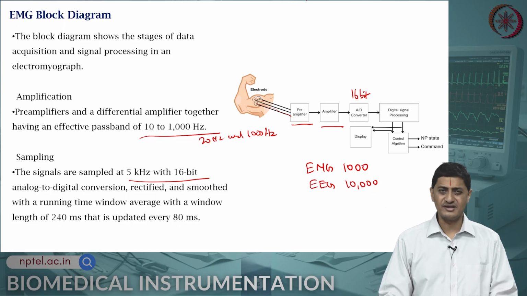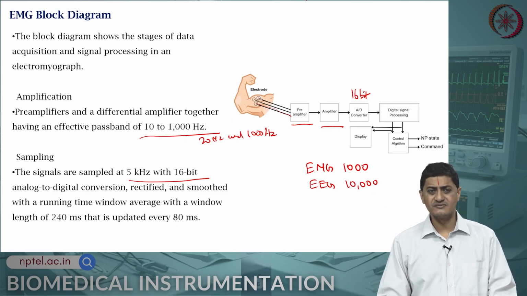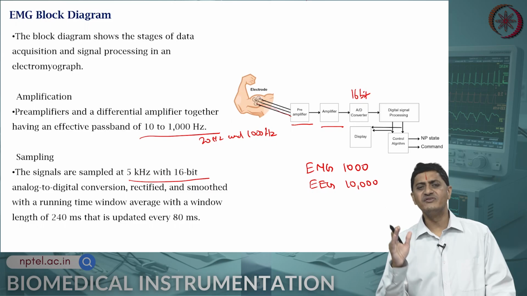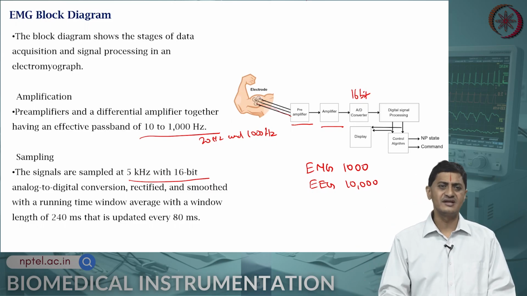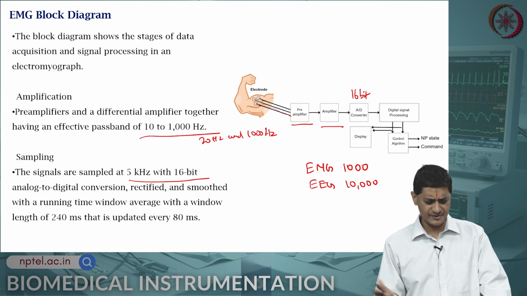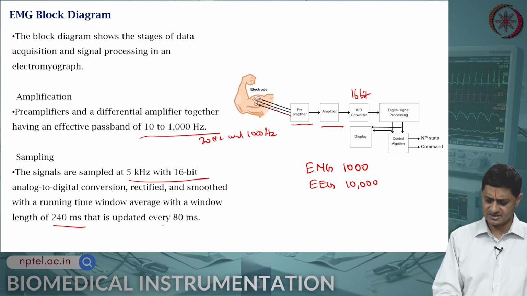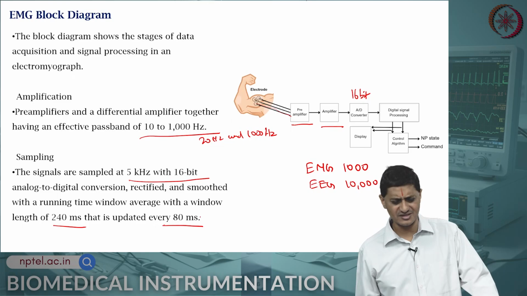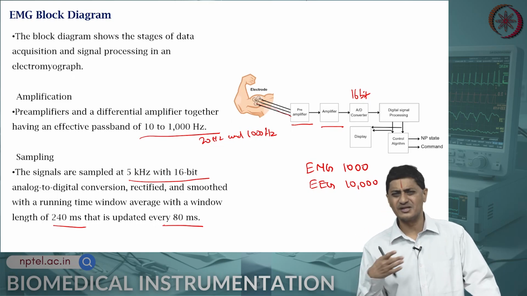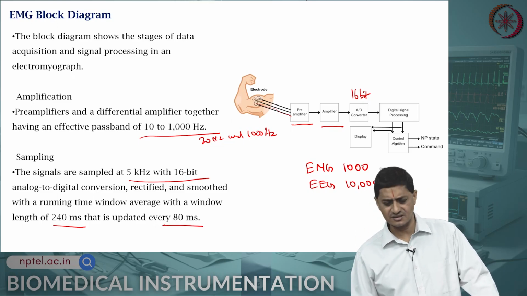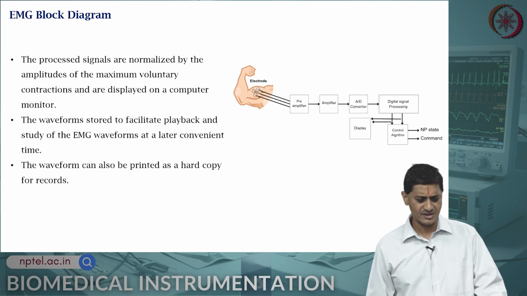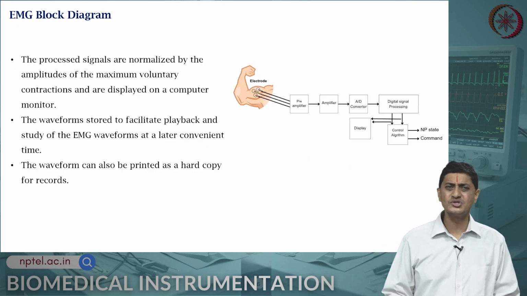Then these are rectified and smoothed with a moving average filter, or a running time window average, with a window size of sometimes 240 milliseconds that is updated every 80 milliseconds. It depends on the application. This window size and the update time may vary. These processed signals are usually normalized.